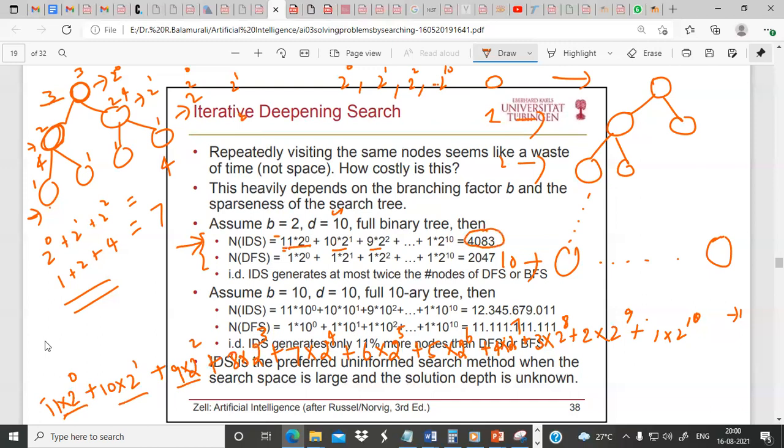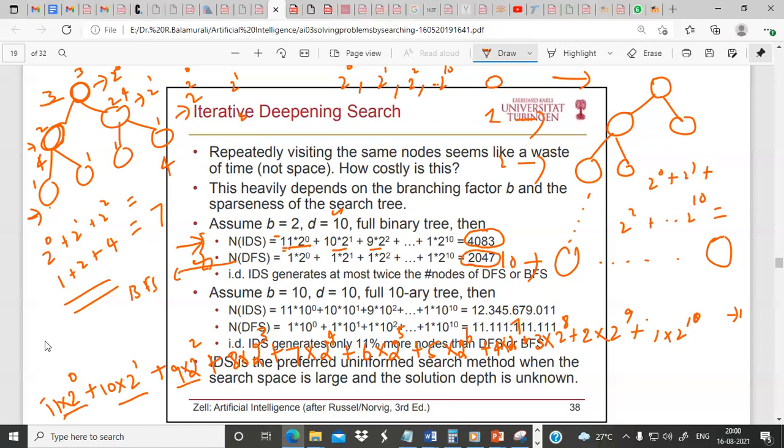4083 times. But if you use just depth first search or breadth first search, this is applicable to BFS also. If you use just a BFS or DFS, then the nodes at each level will be accessed only once. So it is nothing but 2 to the power 0 plus 2 to the power 1 plus 2 to the power 2, so on and so forth up to 2 to the power 10. So what is that? 2047.